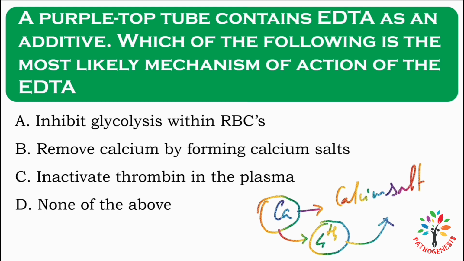Let's look at the options. Inhibit glycolysis within RBC. It is not applicable because glycolysis is not related with the clotting mechanism. Inactivate thrombin in plasma. If we inactivate thrombin in plasma, then also the blood will not clot, but the mechanism of EDTA is not that. Thrombin can be inactivated by heparin. None of the above is not applicable. So the best answer is it removes calcium by forming calcium salt.